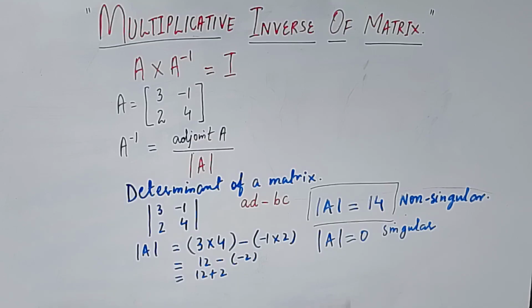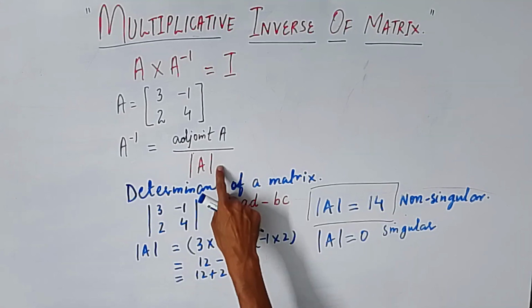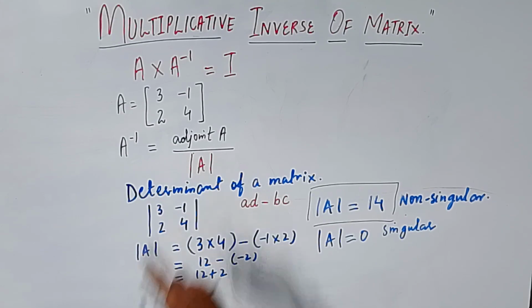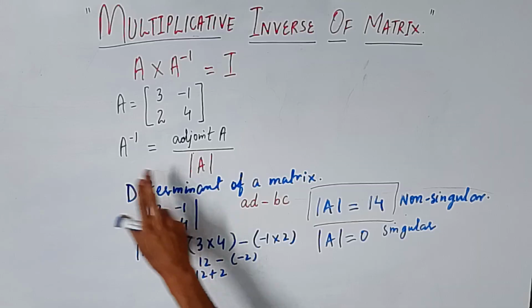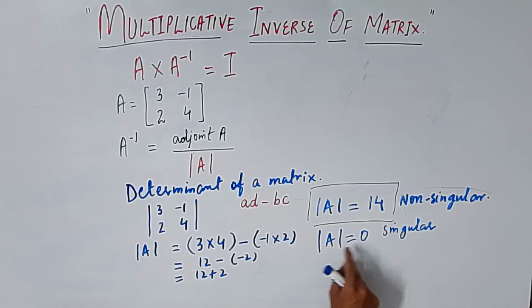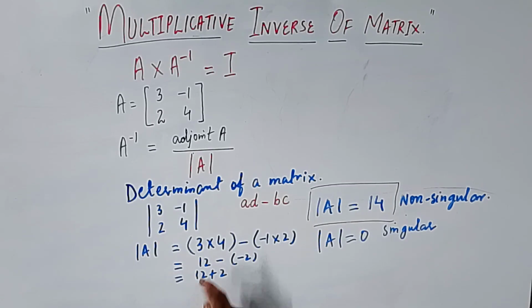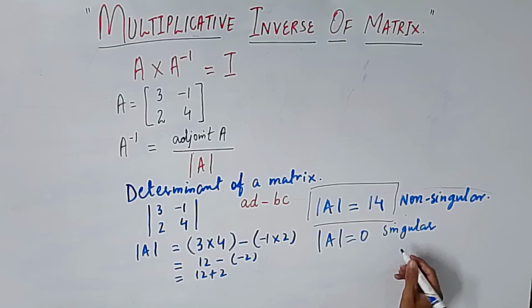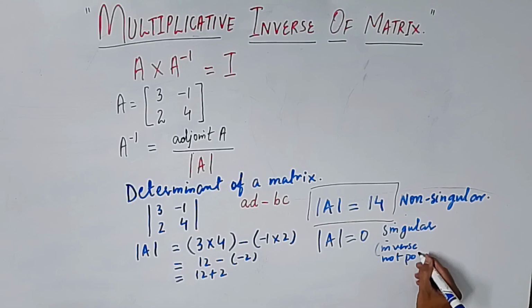Why it is important to see the determinant when you are finding the multiplicative inverse is because it comes in the denominator in the formula. So if the determinant of a matrix is 0, you cannot divide anything by 0, so its inverse is not possible. So for singular matrices, inverse not possible. That's why we do the determinant first.